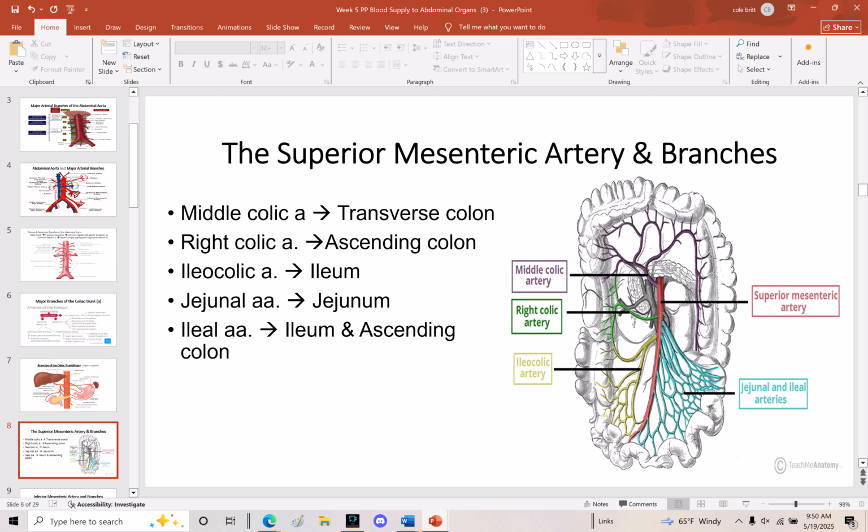Now, this is where things get a little different from one person to the other. In this case, it's showing the middle colic going all the way around like this, and that's just how this person is put together. But the middle colic artery generally stops kind of right in this area right here. And I'll show you in a minute. But in this case, it goes all the way around. I left that in there to point that out.